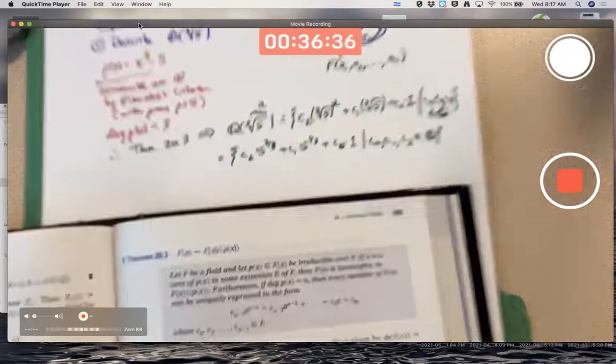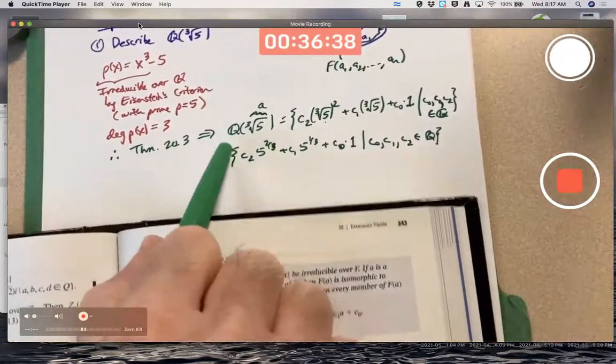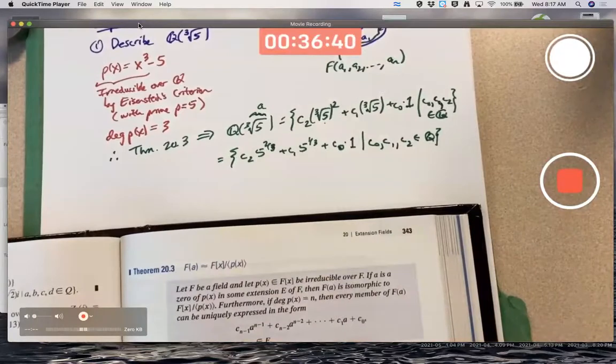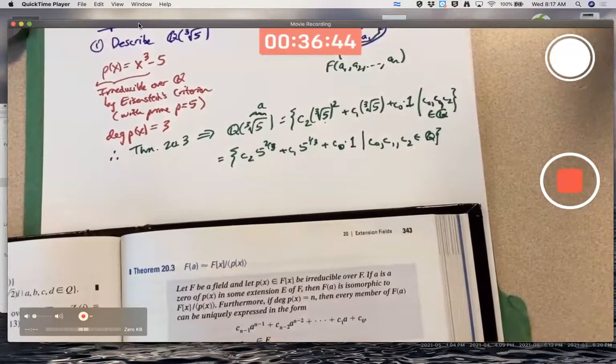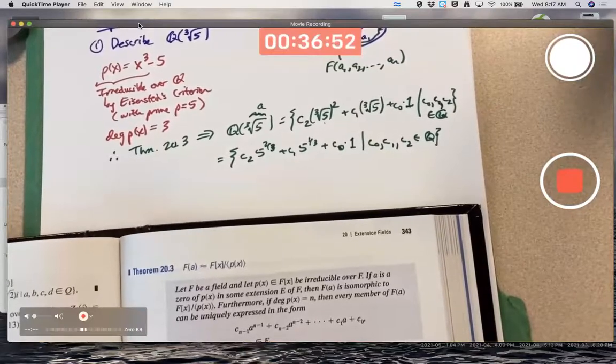That's how you could describe this set in a way that would allow you to see what elements it has, and therefore do computations if you needed to. And it is a field. It's not so obvious it's a field, I don't think.